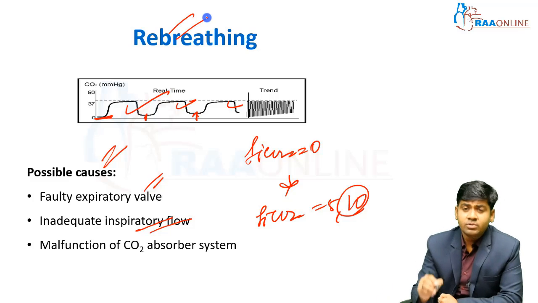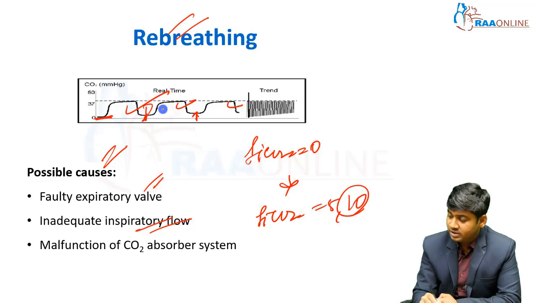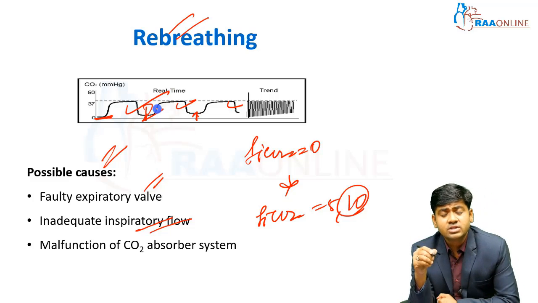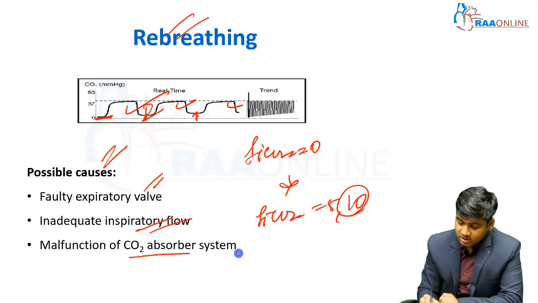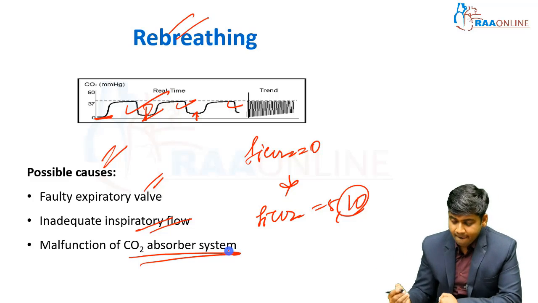So rebreathing is a pattern in which, you just mark the graph here, the inspiratory limb or the phase 1 is not touching the baseline. When the phase 1 is not touching the baseline, that means some amount of CO2 is being inspired by the patient, that is rebreathing only. Another cause is malfunctioning of the CO2 absorber system. For the CO2 absorber system we will discuss soda lime.